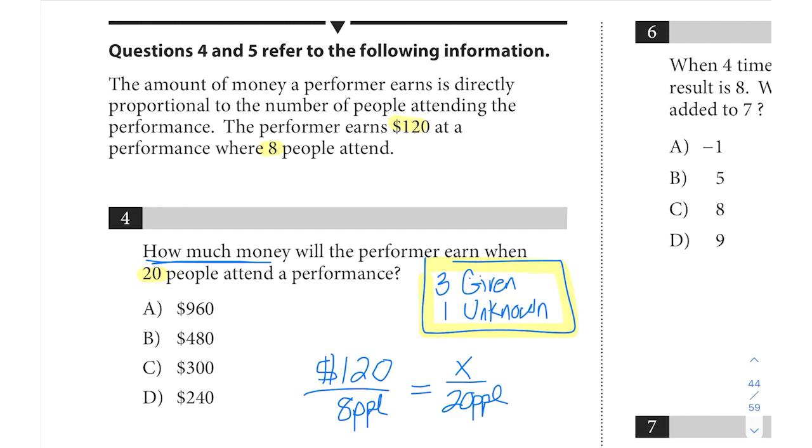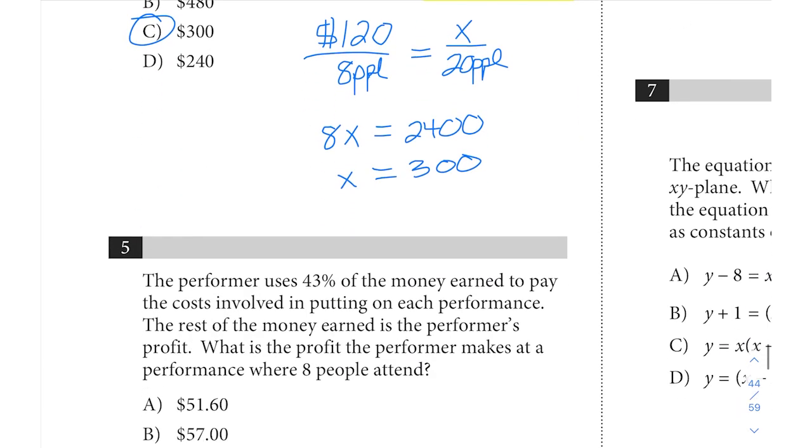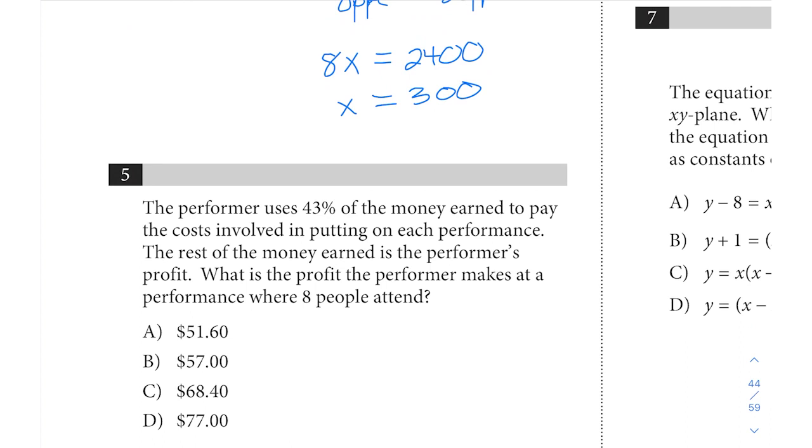When you have a directly proportional relationship like this, just make sure that the appropriate units are aligned. It's dollars, dollars in our numerators, people, people. The ratios, dollars over people, dollars over people. Just make sure everything is aligned properly so that you match up those units correspondingly. And then it's just simple cross multiplication. So here you cross multiply, you get 8x equals 2400. Divide by 8, x equals 300. Answer choice C.